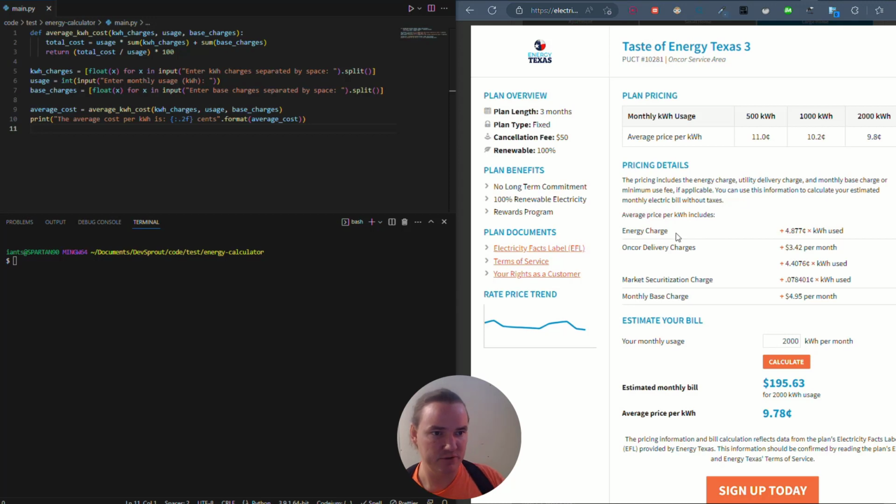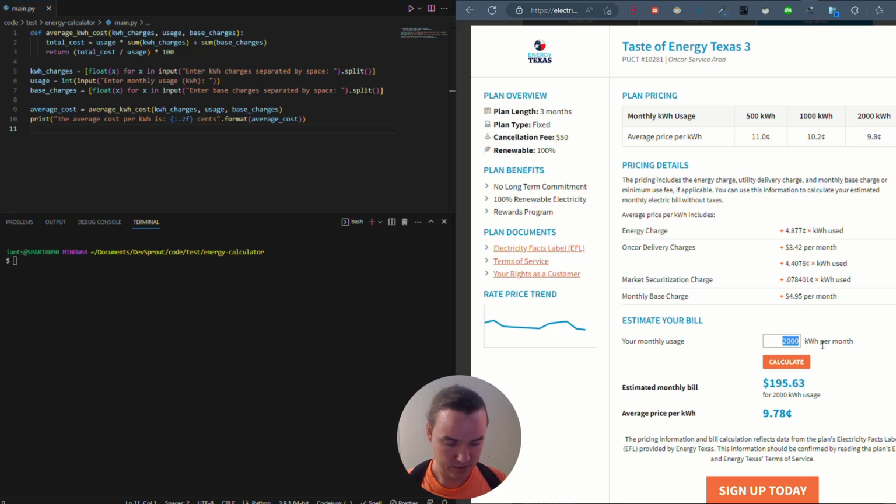So they have their energy charges, which is 4.877 cents per kilowatt hour used. And then Encore, which is the company that delivers all the energy to everyone in Texas, is $3.42 per month as a base fee, and then another 4.4076 cents on the kilowatt hour used. And then this market securitization charge, which is 0.078401 per kilowatt hour used. And then the last monthly base charge is $4.95, and that comes from the company Energy Texas.